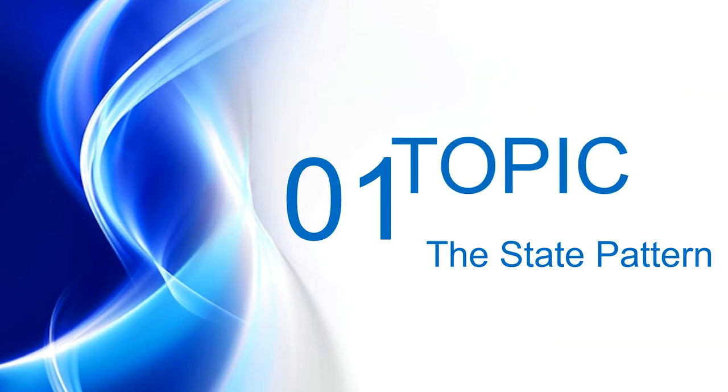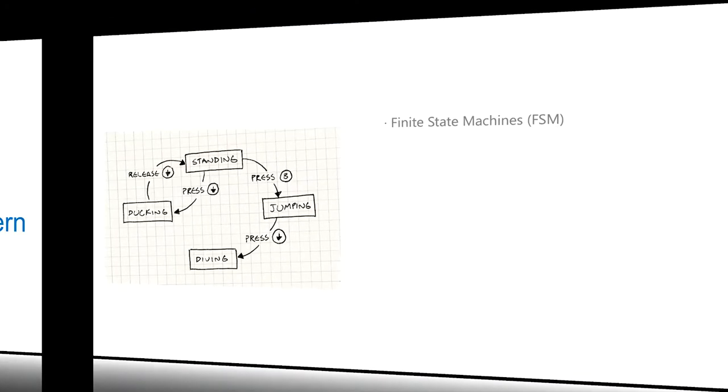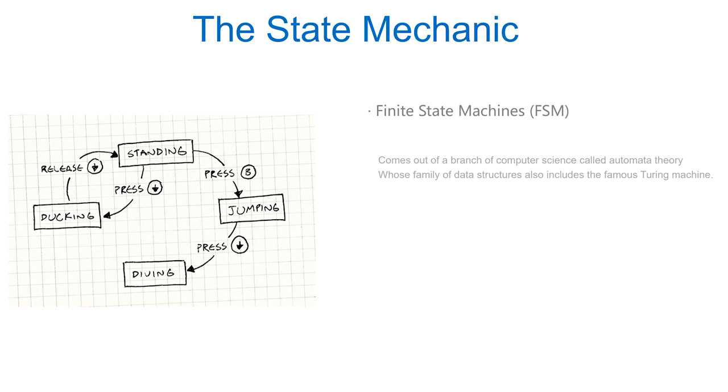Okay, so the topic is the state pattern, and one of the mechanics it uses is the finite state machine, the FSM. It comes out of a branch of computer science called automata theory, whose family of data structures also includes the famous Turing machine. In this chapter, it's about using the FSM to adjust the modes or the status of the character.